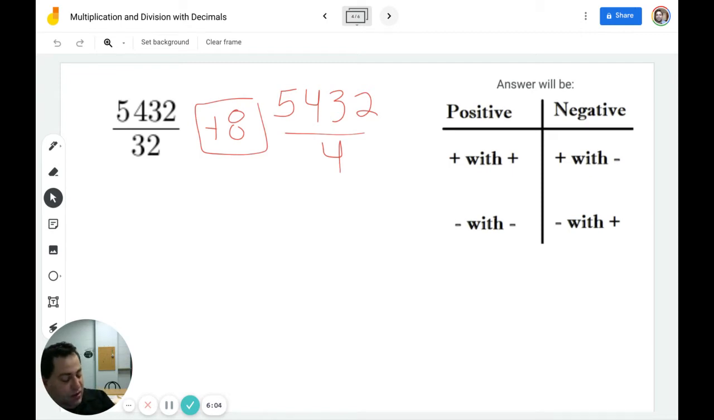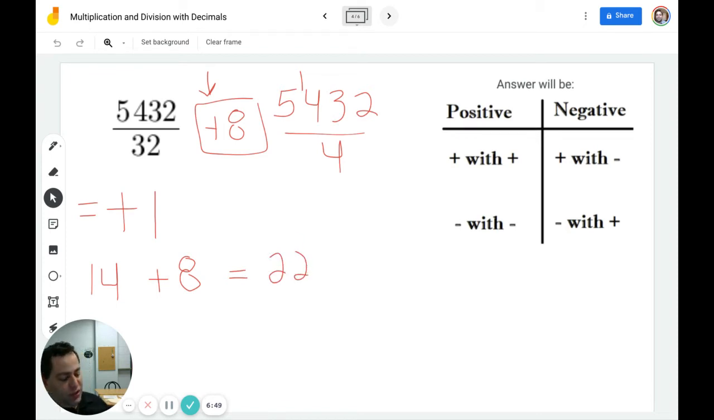Now that I have an easier division problem, I can start to divide. Just a reminder, we have a positive divided by a positive. That's going to be a positive answer. 5 divided by 4 goes in 1 time. 5 minus 4 is 1. I'm left with 14. Now, if you don't remember, we have to multiply the former answer by the multiplier. So 8 times positive 1 is plus 8. So we're going to add 8 to 14, and we get 22.